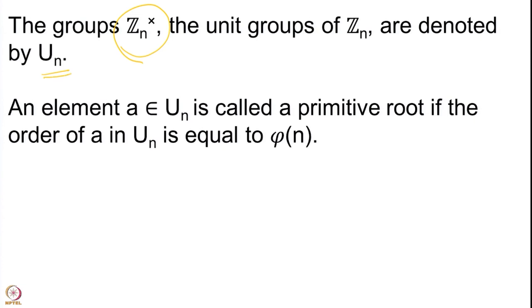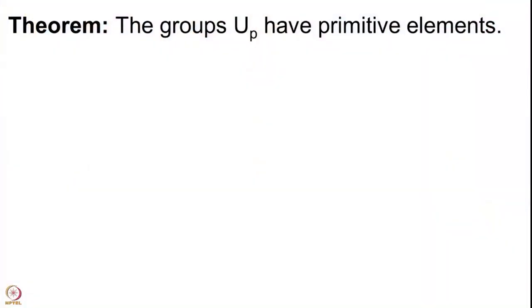There is one thing which we should have noticed, which is that the cardinality of UN, which is also denoted by this symbol sometimes, is nothing but the Euler phi function evaluated on N. To say that this group is cyclic means to say that there is an element whose order is exactly equal to the order of the group. So, when we show that the group UP has primitive elements, that means we will actually produce one element of order P minus 1.